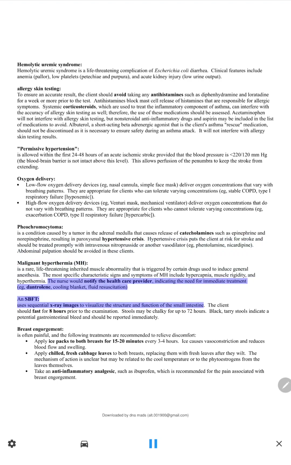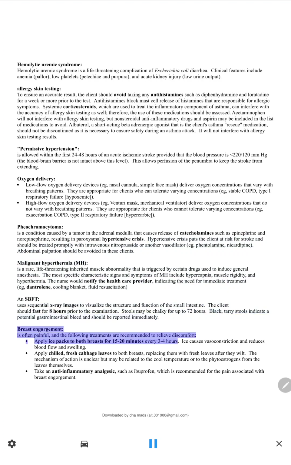SBFT uses sequential X-ray images to visualize the structure and function of the small intestine. The client should fast for 8 hours prior to the examination. Stools may be chalky for up to 72 hours. Black, tarry stools indicate a potential gastrointestinal bleed and should be reported immediately.